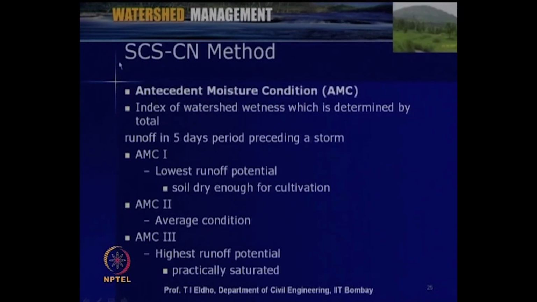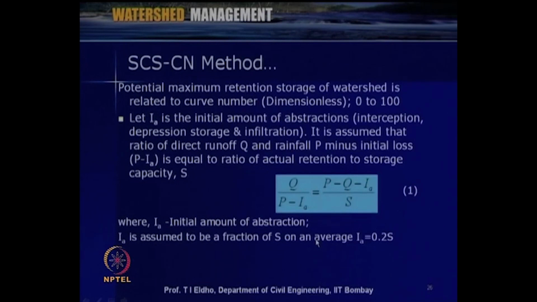This method is also based upon the antecedent moisture condition, the so-called AMC condition, which is an index of watershed wetness, determined by considering the total rainfall in the 5-day period preceding a storm. There are 3 conditions: AMC 1, which shows the lowest runoff potential, where the soil is dry enough for cultivation. Then AMC 2 means average condition, and AMC 3 means highest runoff potential, where practically the soil is saturated, so that runoff starts immediately.